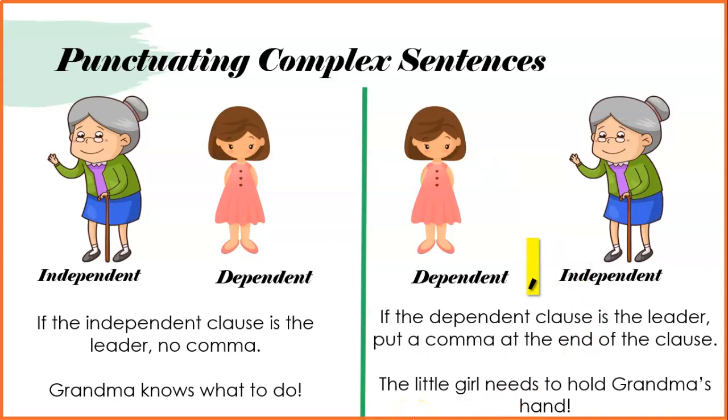If the independent clause is the leader, no comma because grandma knows what to do. If the dependent clause is the leader, put a comma at the end of the clause because the little girl needs to hold grandma's hand.